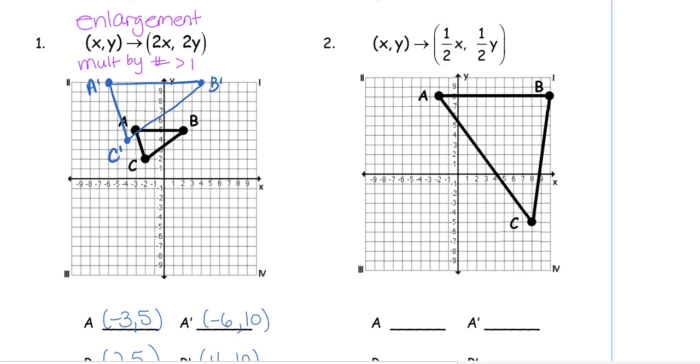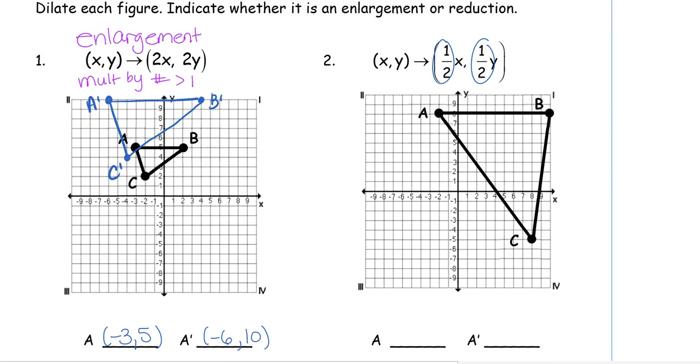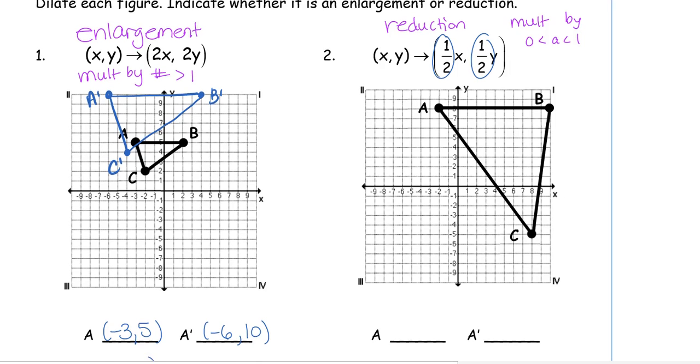When I go to number 2, this time it tells me that I'm going to multiply each of my values by 1/2. So even before I were to do this, I would know that I'm going to have a reduction anytime we multiply by a number between 0 and 1. So a fraction between 0 and 1. So let's just have that number be A. Anytime we multiply by any number between 0 and 1, it's going to be a reduction. And we can see that now.